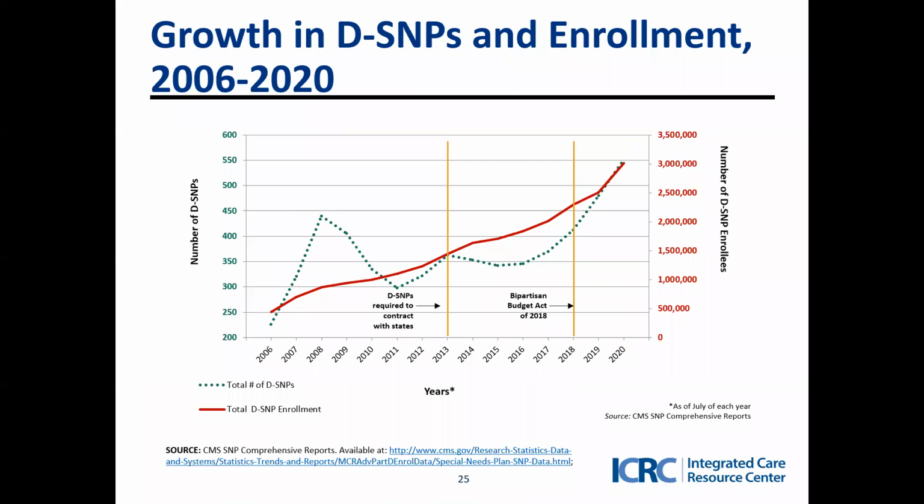Here we have the growth in total number of D-SNPs and D-SNP enrollment over time since D-SNPs first began to operate in 2006. As you can see, there is a consistent uptick in D-SNPs and D-SNP enrollees over time, particularly in the years since the Bipartisan Budget Act of 2018 was passed, which made D-SNPs permanent.